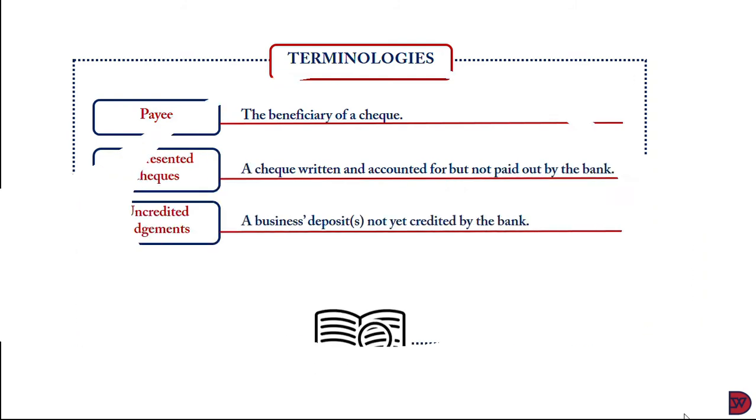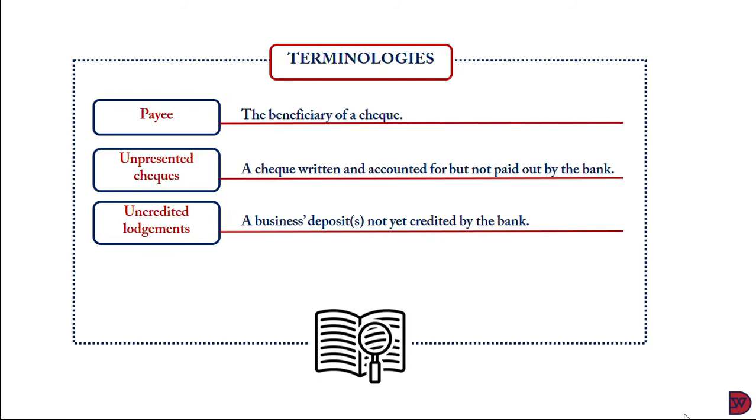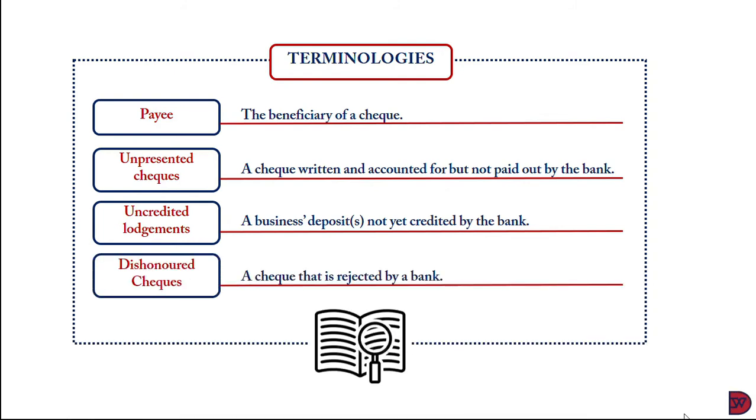Hence, it is not captured on the bank statement. Uncredited lodgement. This can also be termed as deposit not yet credited. So these are monies or checks that the business deposits in its account, but the bank is yet to process it and capture it on its bank statement. Now, a check that is rejected or a bank refuses to pay out to a payee is a dishonored check.